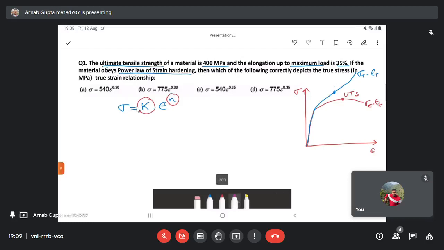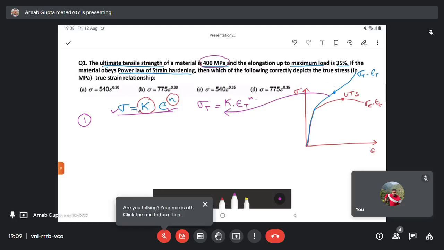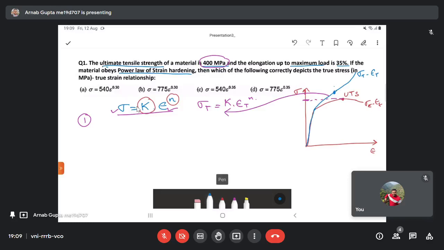We will approach this problem in a few steps. The first step would be to identify what sigma and epsilon are here. These are the true stress and true strain, not engineering stress and engineering strain. The ultimate tensile strength of the material, 400 MPa, is actually the engineering stress at this point. So we need to get the corresponding value here.